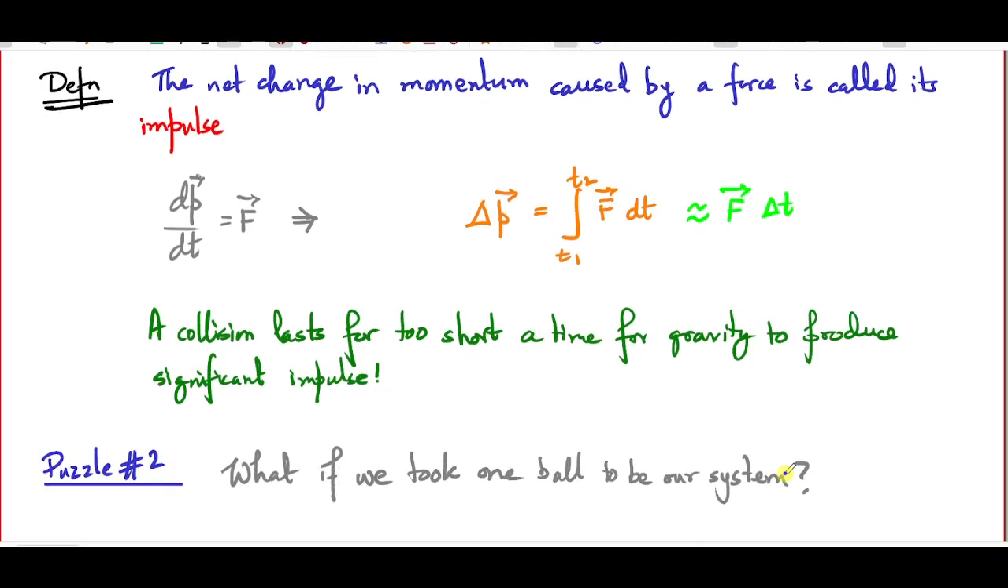Now, having said that, we now get to puzzle number 2. And the puzzle number 2 is simply this. Instead of taking the two balls which collide together as our system and using conservation of momentum there, couldn't we have taken just a single ball as a system? Remember, as we have emphasized over and over again when we talked about a system of particles, exactly which point particles make up your system and which ones are external to it is a matter of definition. You can choose your system as is convenient for you.